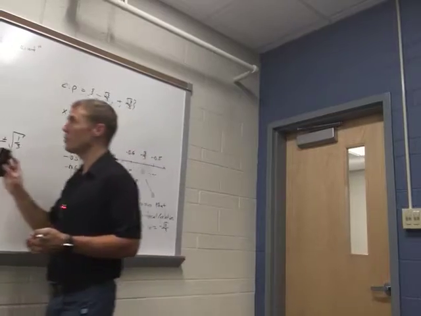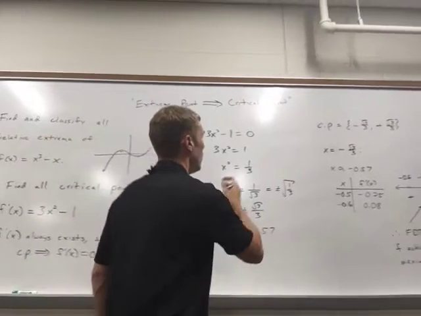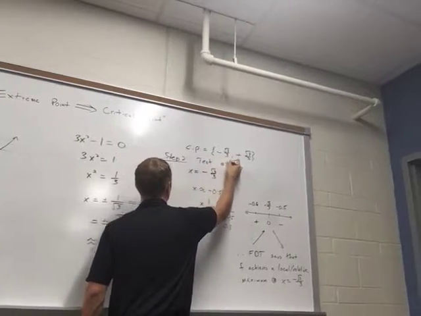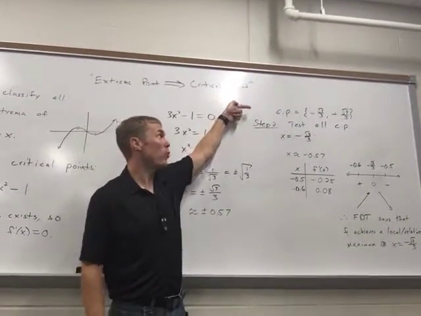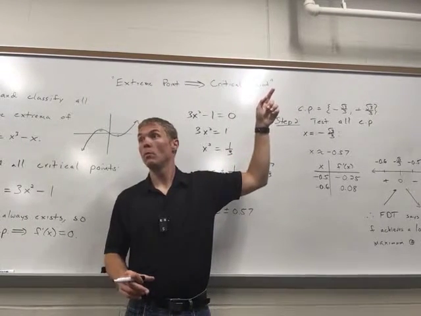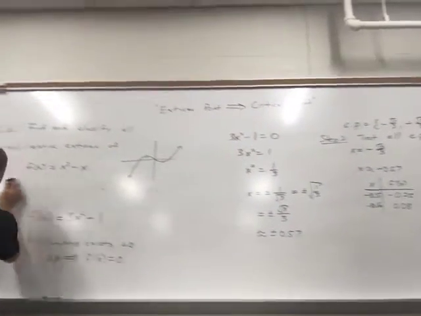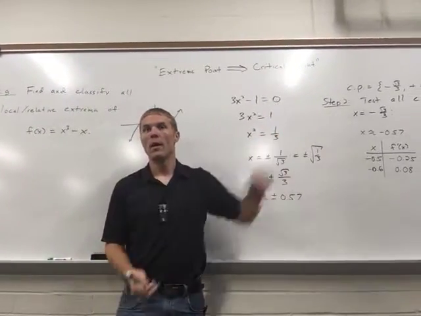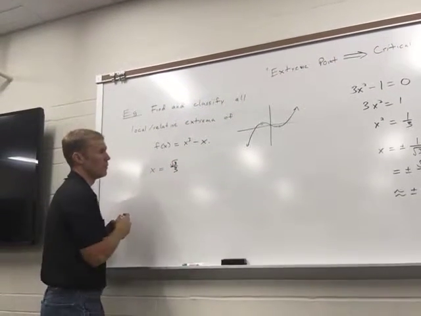But I want to compare the first derivative test to the second derivative test. So I guess I should have labeled where step 2 starts. Step 2, test all critical points. Once you've made a list of all critical points, you simply test all of them. Question? No? Check. I'm going to use the second derivative test for that one. So I use the first derivative test to test negative root 3 over 3, and I'll use the second derivative test to test if x equals positive root 3 over 3.